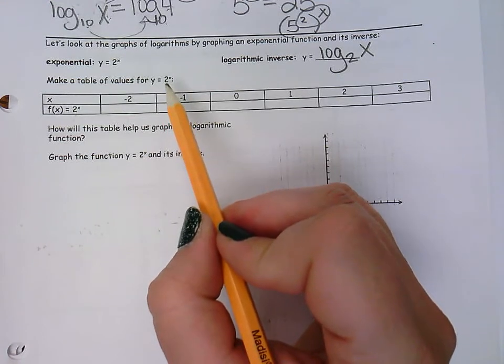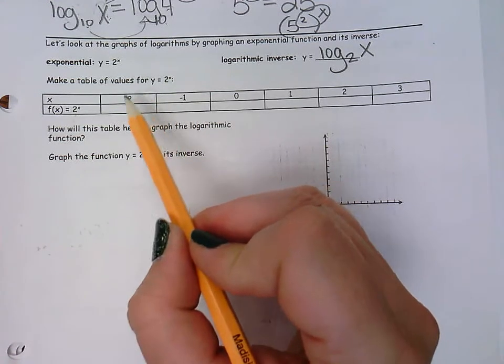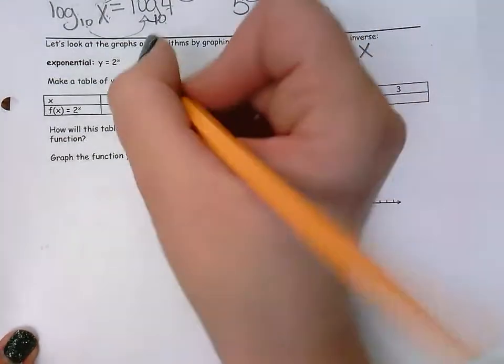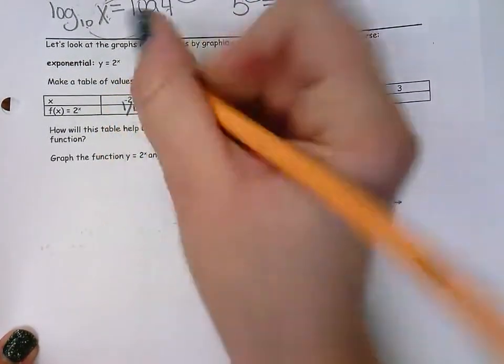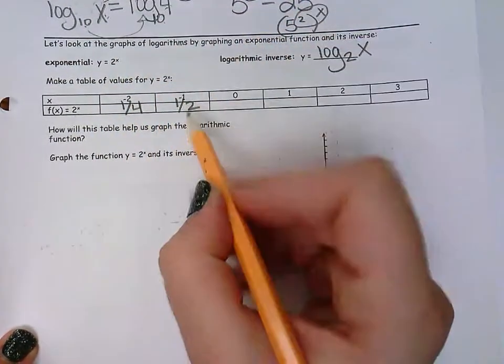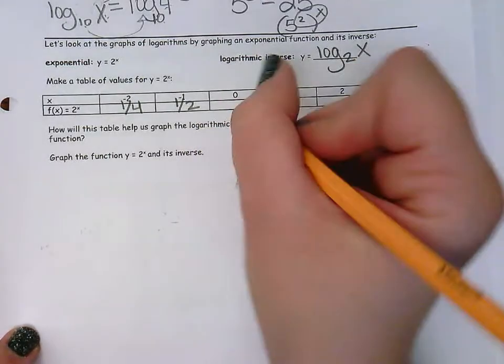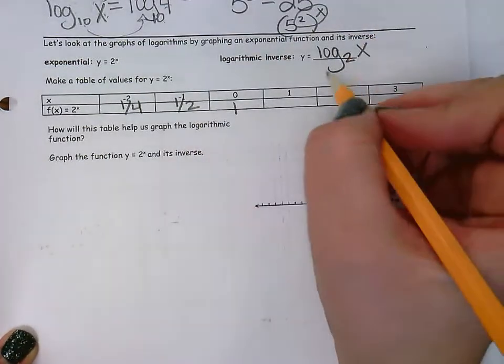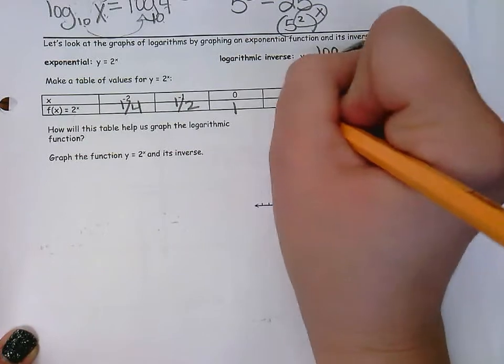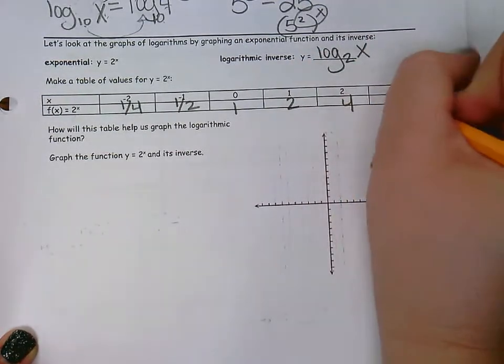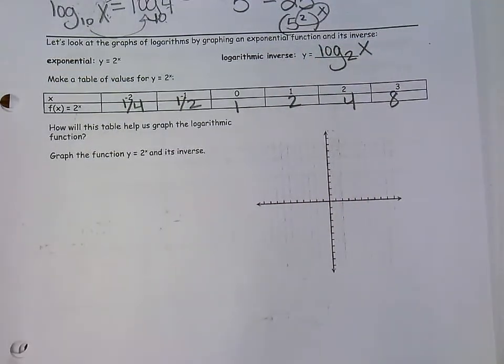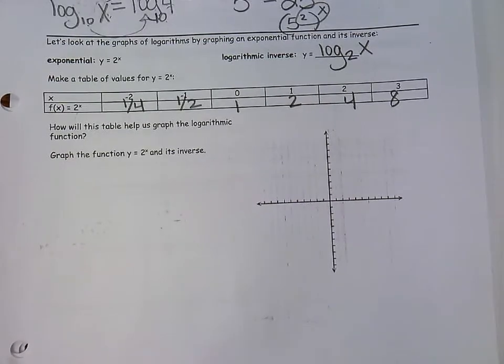So what's 2 to the negative second power? 1/4. 1/2 is the negative first power. 2 to the 0 is 1. 2 to the first is 2, and then 4, and then 8, right? I'm doing the powers of 2. So let's graph that first.